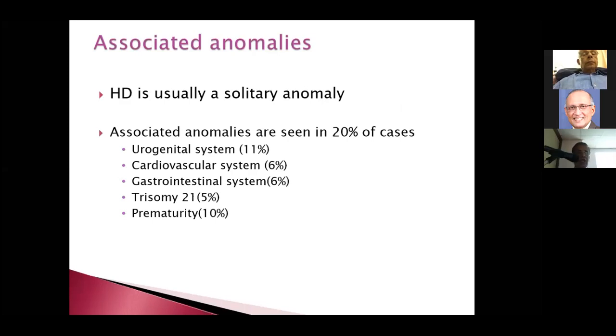Usually HD is a solitary anomaly. Associated anomalies are seen in 20% of patients: urogenital system 11%, cardiovascular 6%, gastrointestinal system 6%, trisomy 5%. That's why Dr. Shaji selected Hirschsprung's disease and anorectal malformation, as Down syndrome is associated in both situations. That's why he selected this topic and gave it to me. So trisomy 21 in 5%, and prematurity is seen in 10% of patients.